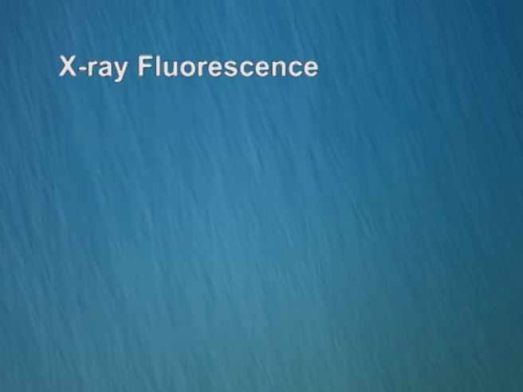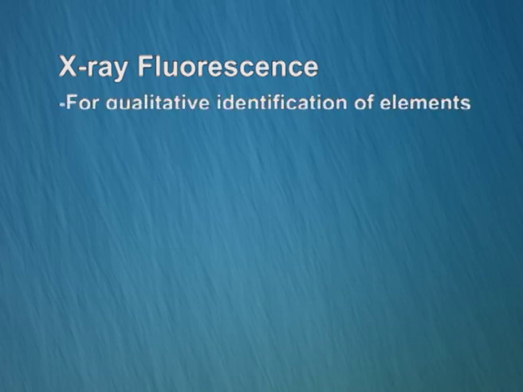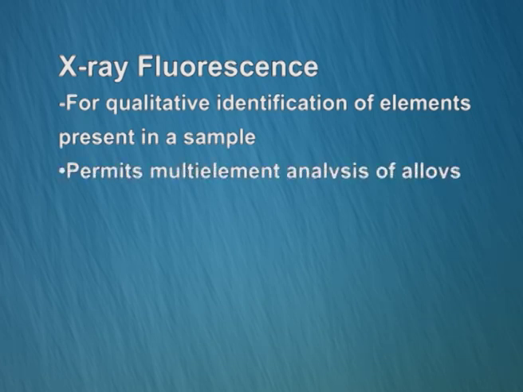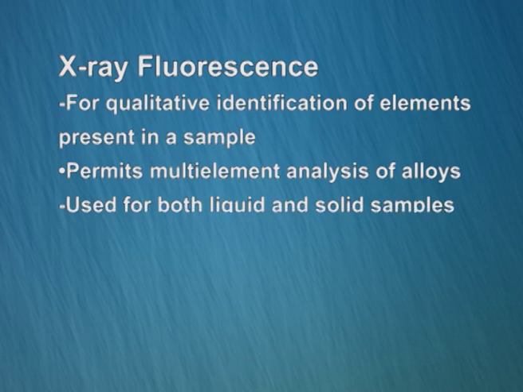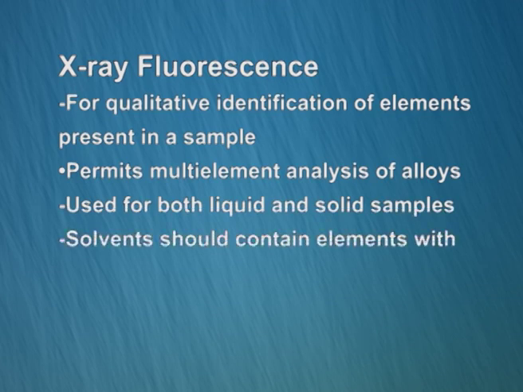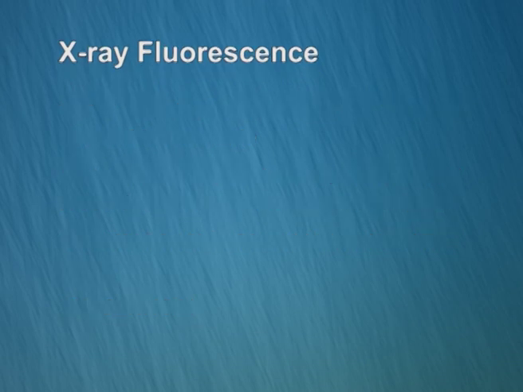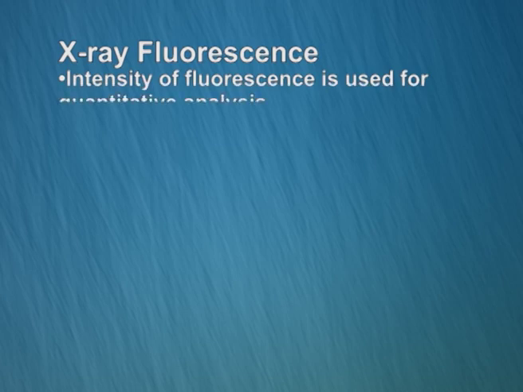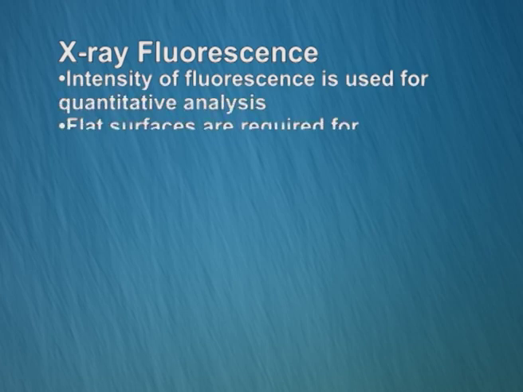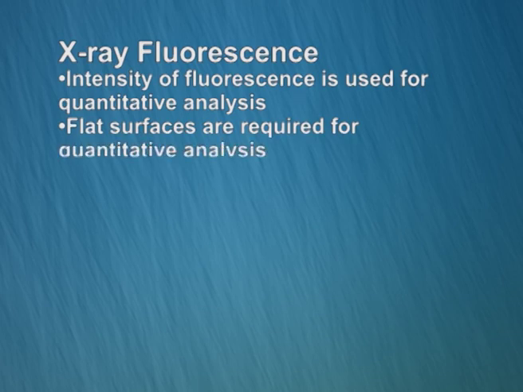Now another example, X-ray fluorescence, for the qualitative identification of the elements present in the samples. It permits multi-element analysis of alloys, and we can use it for both liquid and solid samples. The solvents used should contain elements with low Z, that is water, HCl or nitric acid. Another use of X-ray fluorescence: the intensity of the fluorescence is used for quantitative analysis. Flat surfaces are required for the quantitative analysis.